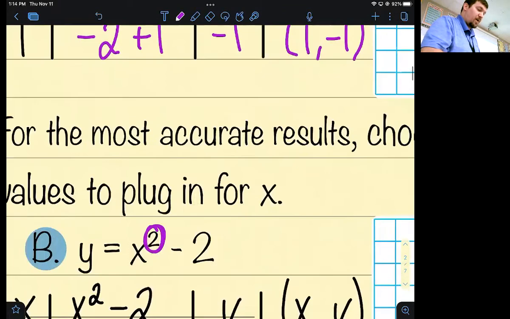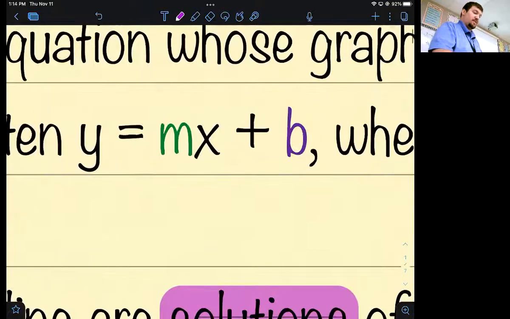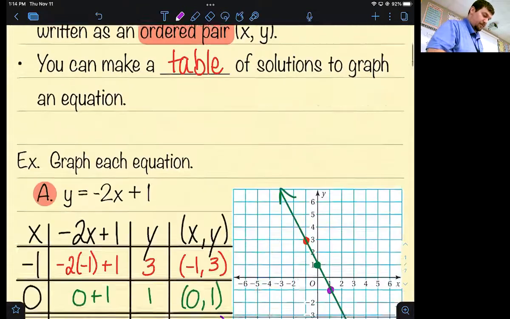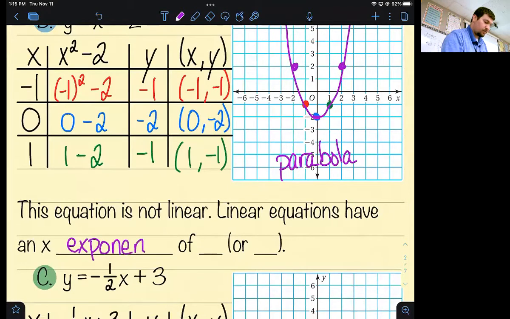In the original equation, I said all lines that are linear can be written like this. There is no exponent with the x, okay, which is the next blank. The equation's not linear. Linear equations have an x exponent of 1, which means you wouldn't even write it, or 0, which means it's not even there. We'll look at some of those in a second.